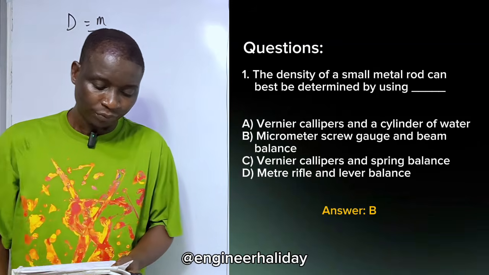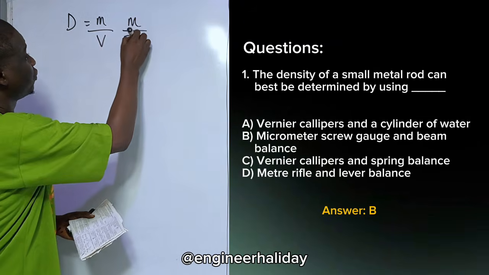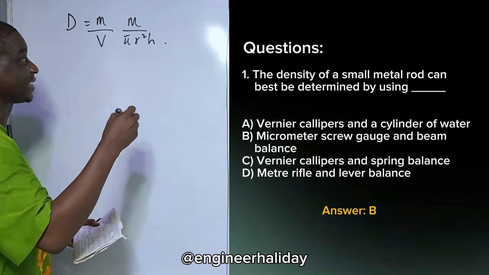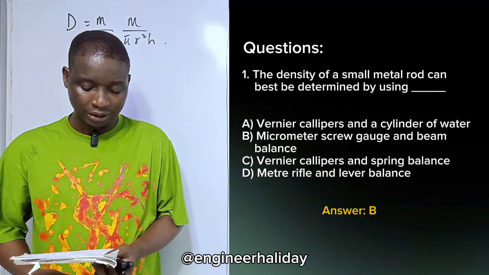Now let's go. Don't forget that you can get the volume by measuring what? Pi r squared h. So pi r squared, where the radius can be gotten by measuring the external diameter of the rod and dividing by 2, through the micrometer screw gauge.